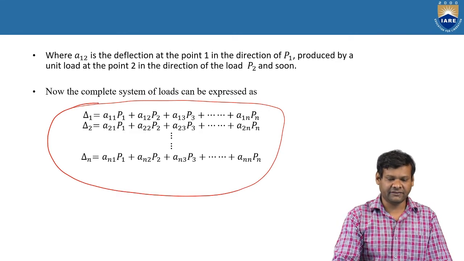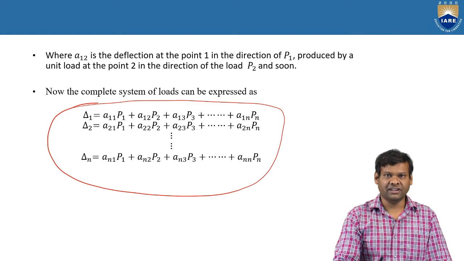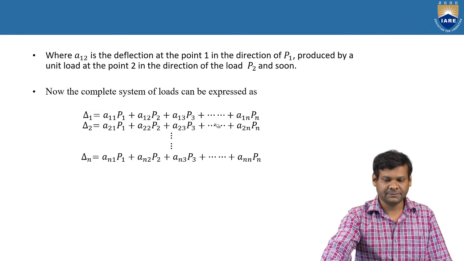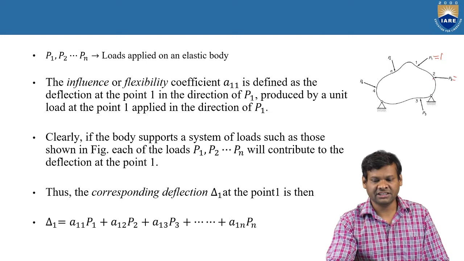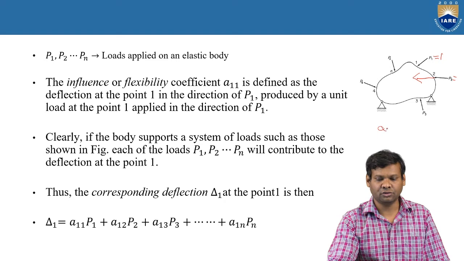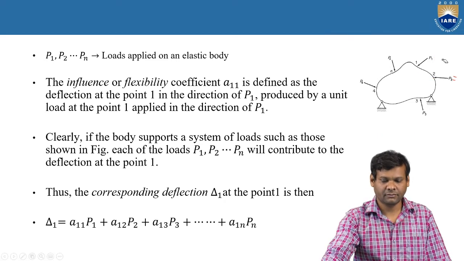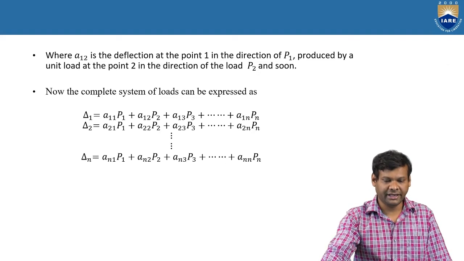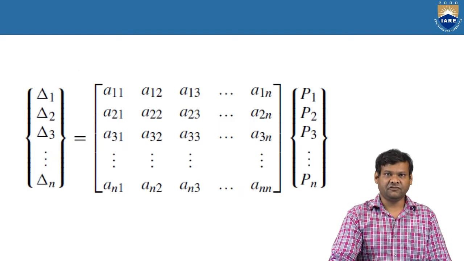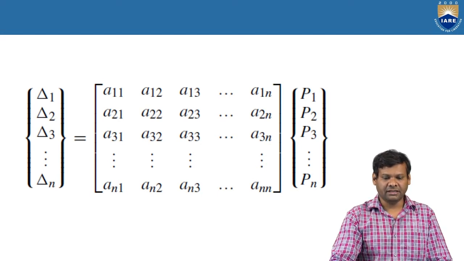Now I read delta 1 is equal to A11 P1 plus A12 P2 and so on up to A1n Pn. Similarly, when we take the case of deflection 2, we have influence coefficients A22 and A21 and so on. Going ahead, finally in matrix form, we can write delta is equal to A into P.